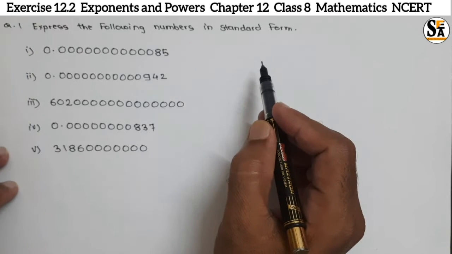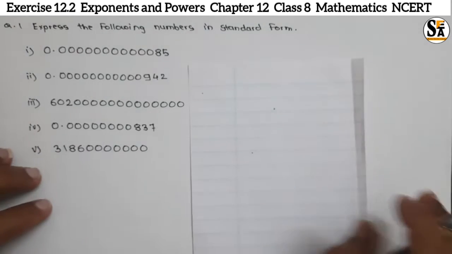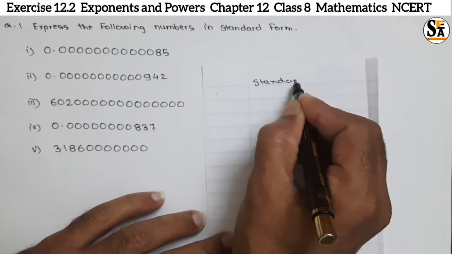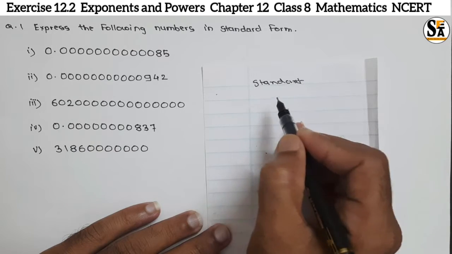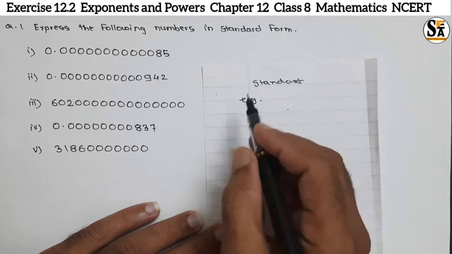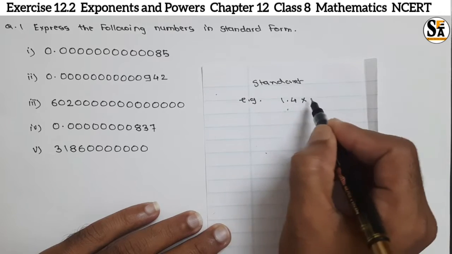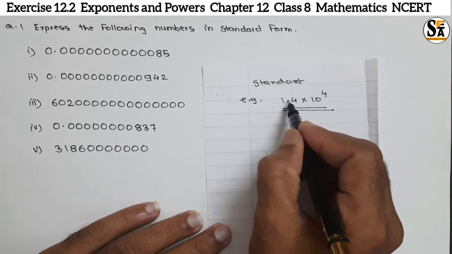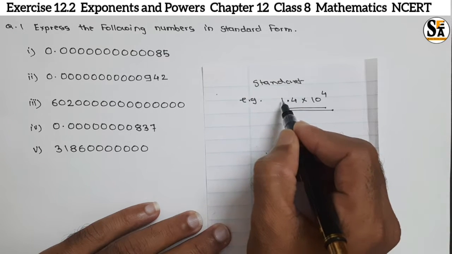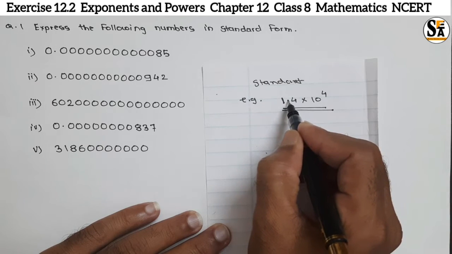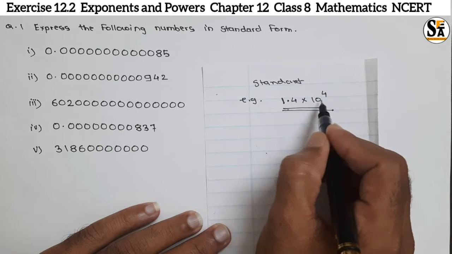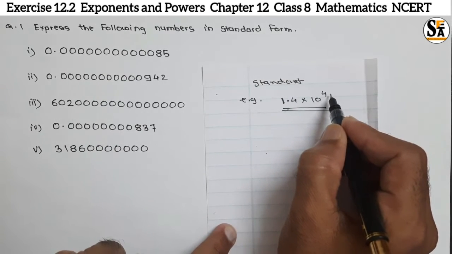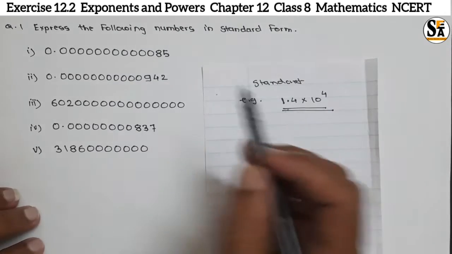We know what is standard form. Now see what is standard form. Let's say for example, 1.4 into 10 raised to 4. See, this is the standard form. It means there is only one digit to the left of the decimal point, and all the remaining digits are expressed in 10 raised to something.